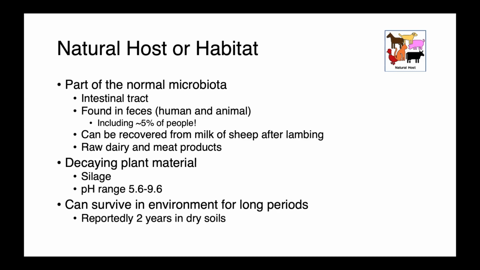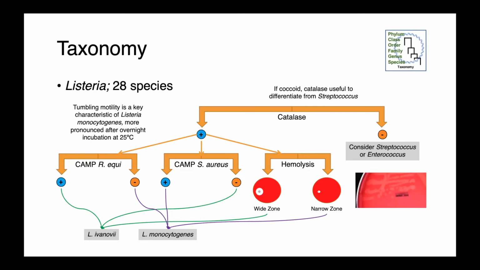This organism also survives in the environment for long periods of time, so reportedly about 2 years in dry soils, which can make it challenging to decontaminate areas where we need to do so, such as food processing facilities. There are 28 species of Listeria, and Listeria monocytogenes is by far the most important one.